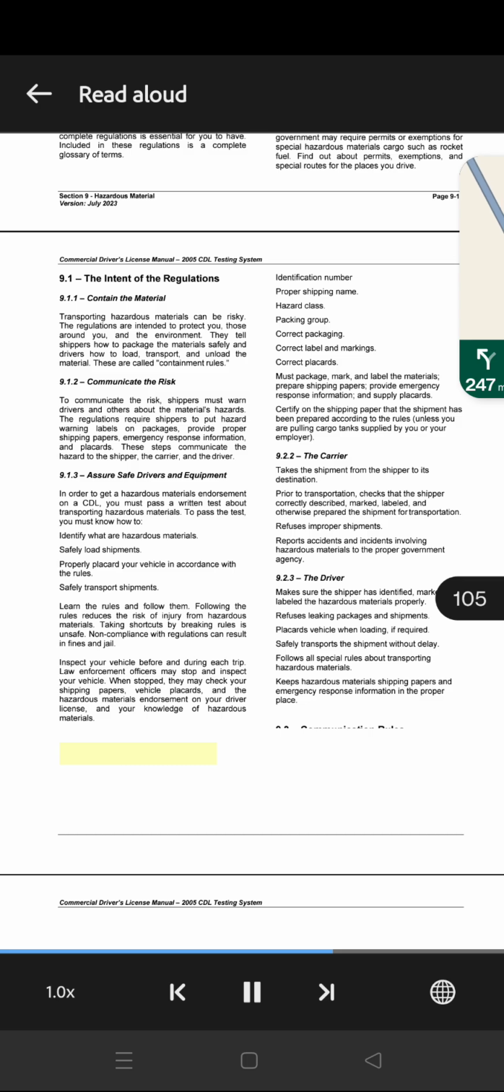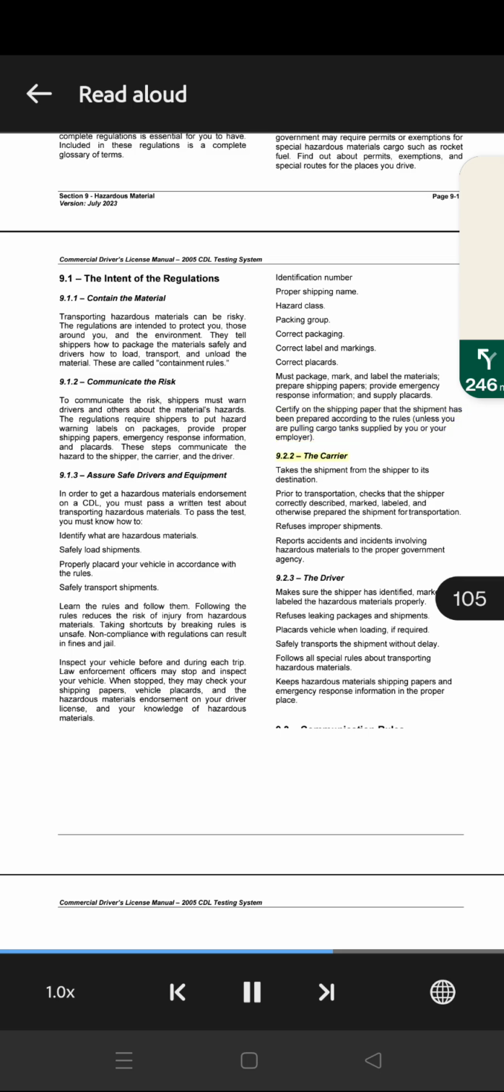9.2 Hazardous materials transportation. Who does what? 9.2.1 The shipper sends products from one place to another by truck, rail, vessel, or airplane. Uses the hazardous materials regulations to determine the product's identification number, proper shipping name, hazard class, packing group, correct packaging, correct label and markings, and correct placards. Must package, mark, and label the materials, prepare shipping papers, provide emergency response information, and supply placards. Certify on the shipping paper that the shipment has been prepared according to the rules, unless you are pulling cargo tanks supplied by you or your employer.